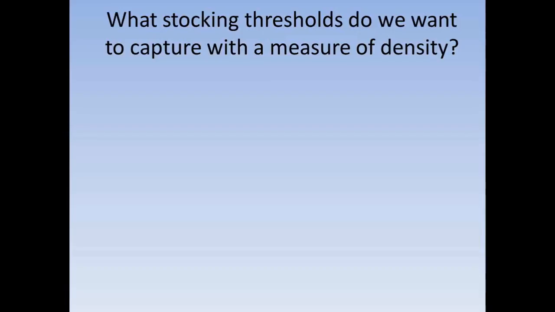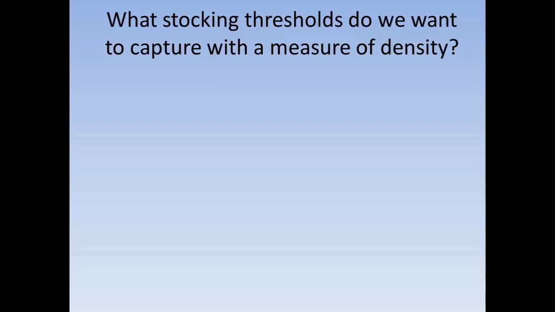So I go back to say we want to be able to communicate certain things with a single number when we have measures of density. We want to say when we reach a certain number, we know something about the stand without having to go into a lot of detail about other aspects. So what kind of thresholds do we want to capture with our density measure?